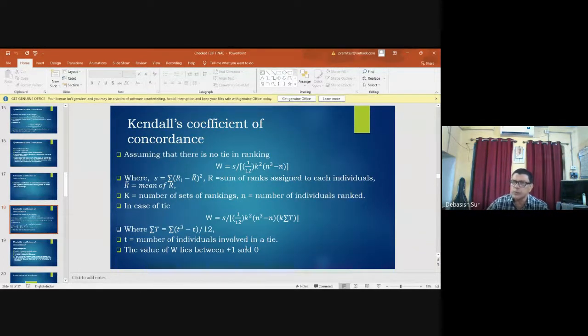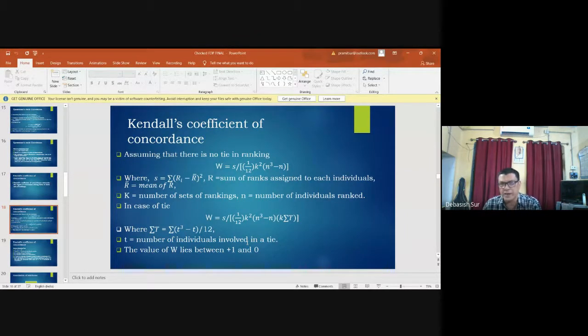Second, that means 2. And in case of business management, suppose I got 4th highest, that means my rank is 4. So 1 plus 2 plus 4, that means 7. 7 is the sum of ranks assigned to me.